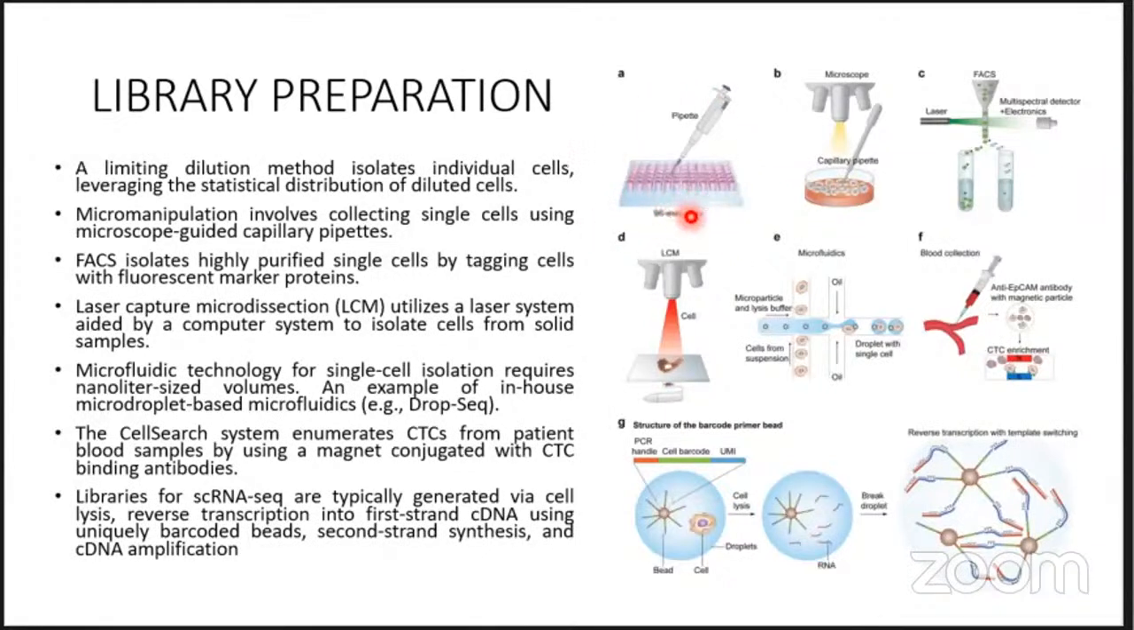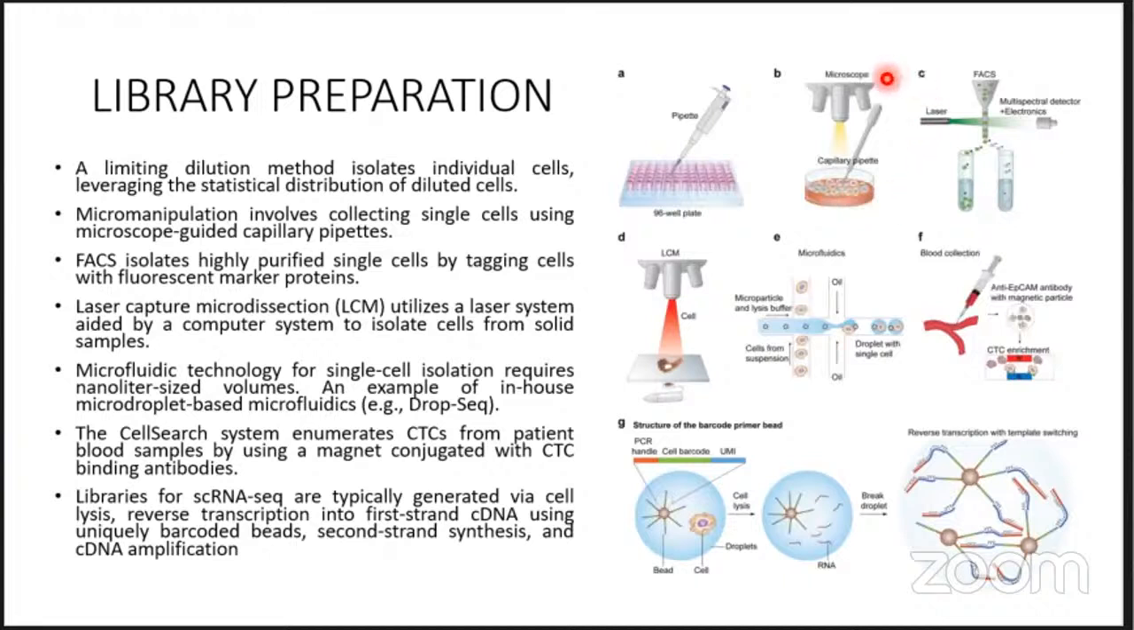limiting dilution method. In this, we make serial dilutions, and we assume that at some point we have only a single cell in our suspension. So by the limiting dilution factor, we dilute the cells, and once we arrive at the single cell suspension, we take that and go for the library preparation.